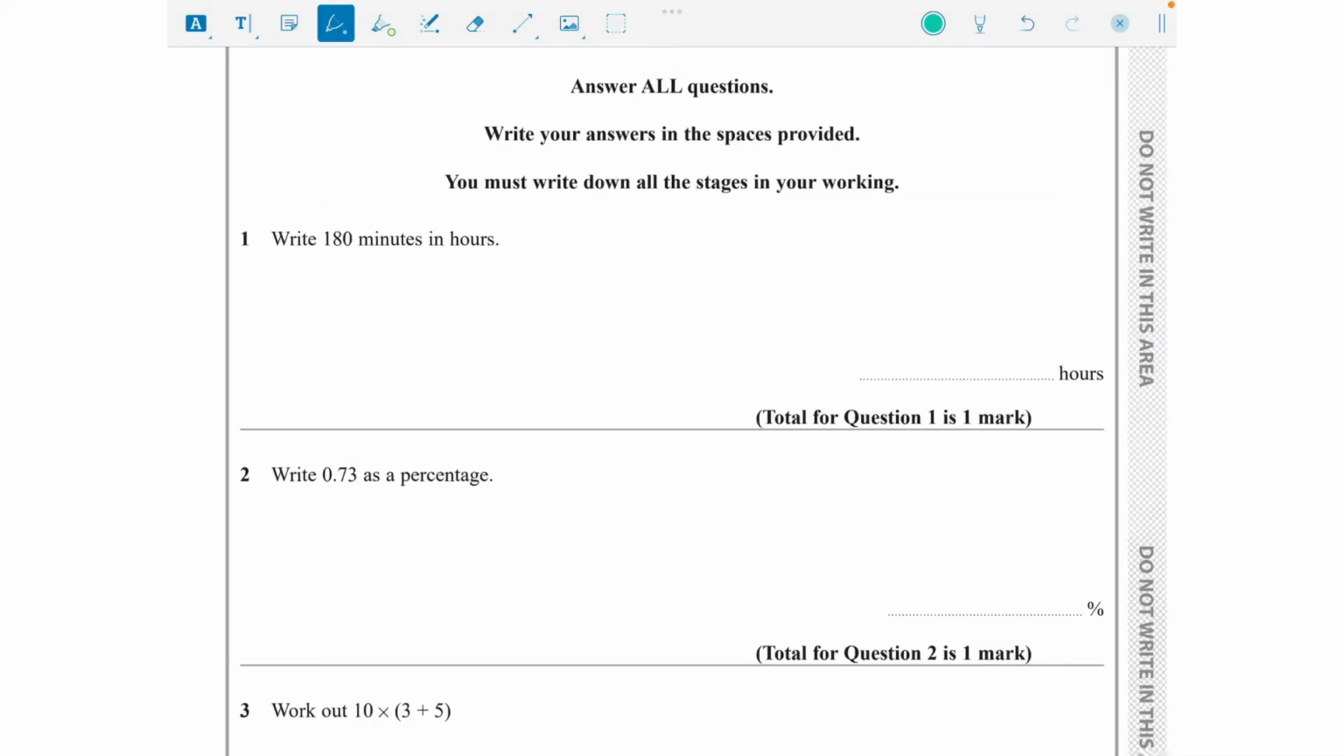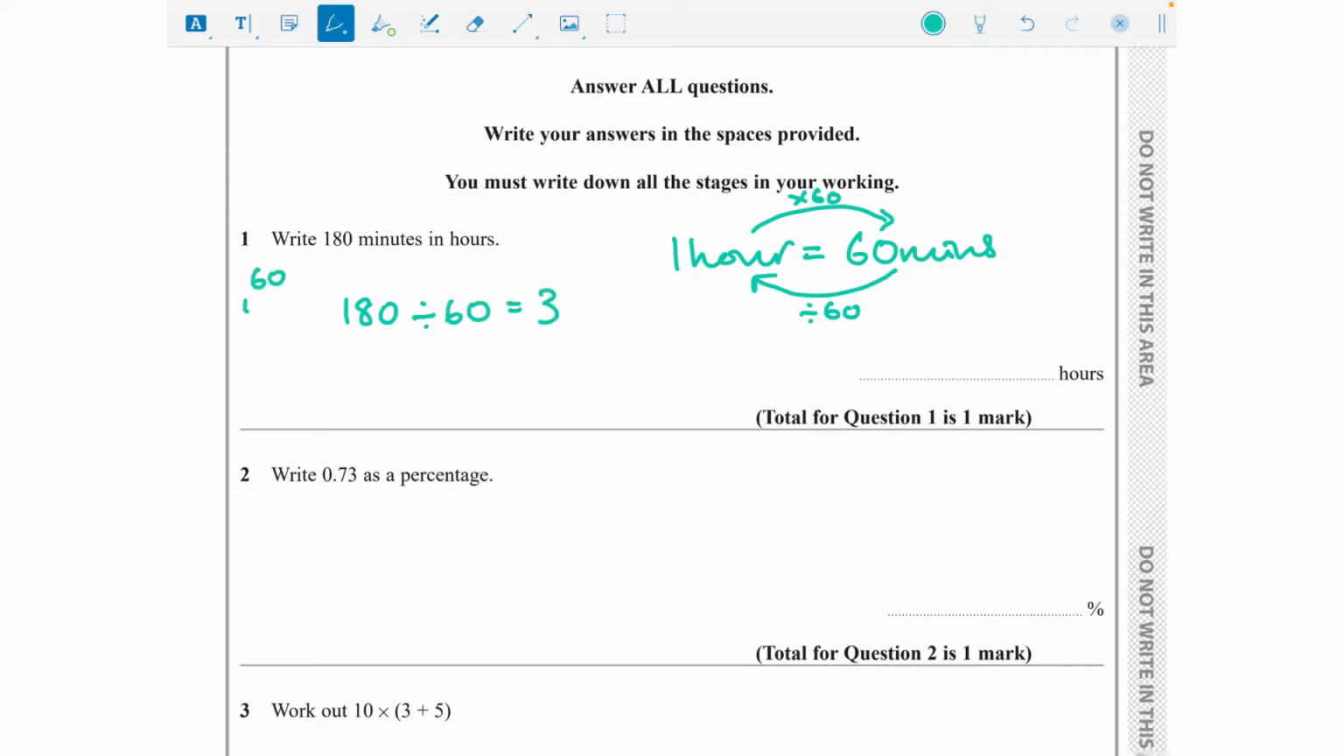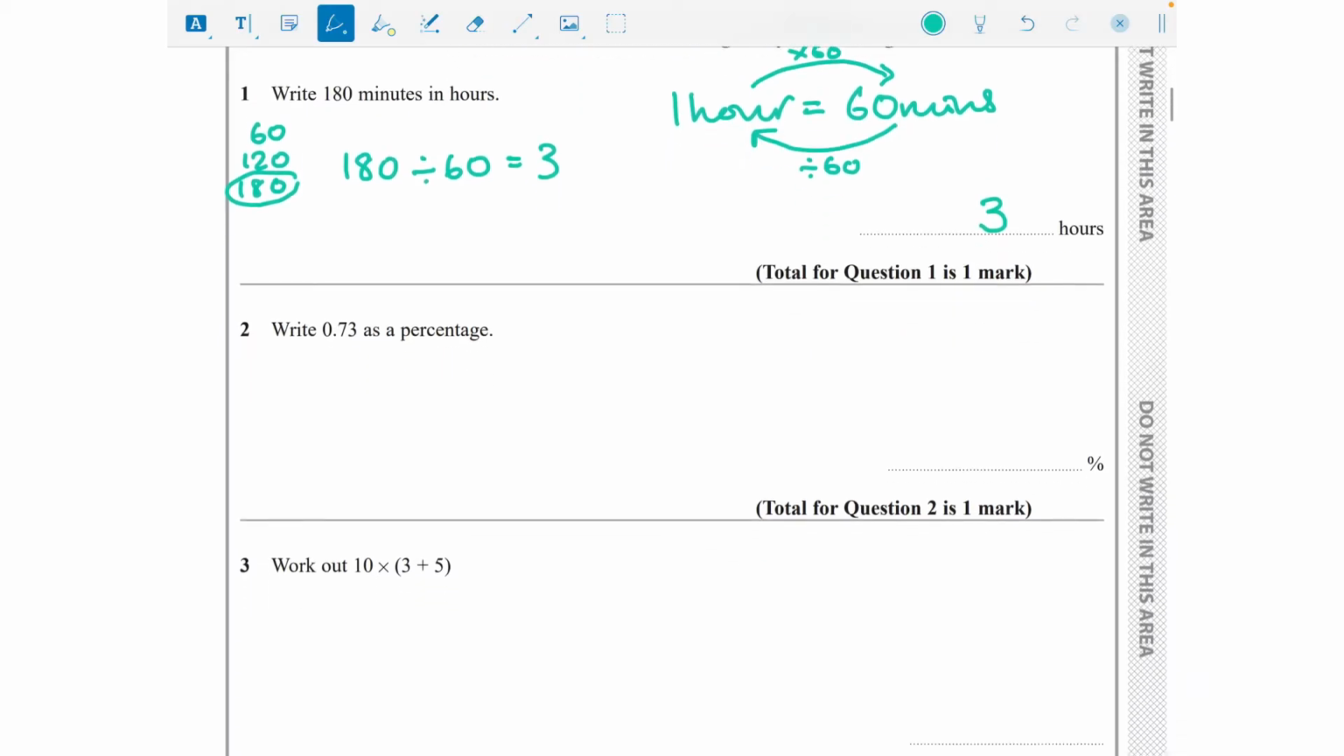So the first question is to write 180 minutes in hours. Now we know that 1 hour is equal to 60 minutes. So if I was going from hours to minutes, I would multiply by 60. If I was going from minutes to hours, I would divide by 60. So we're going to do 180 divided by 60, which goes in 3 times. So you can do 60, 120, 180. So it's 3 hours.